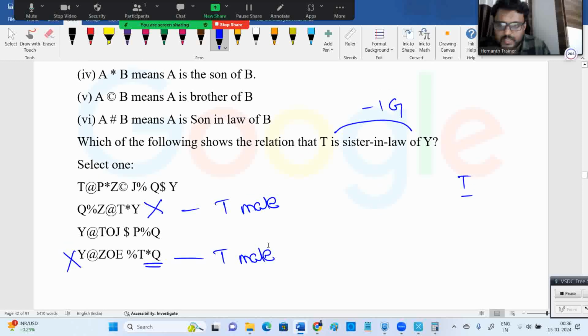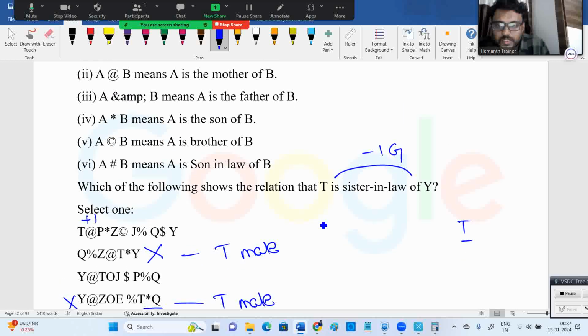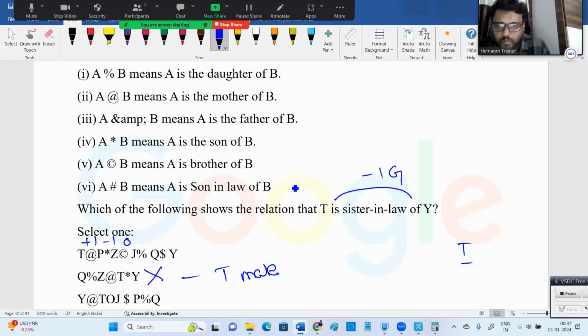Right. So I think this symbol, there is a meaning required. And here at the rate means mother. So one generation above. Star means one generation below. Copyright means your generation. Percentage means daughter, one generation below. Dollar, I think this is the dollar symbol. Father, one generation above. Here plus one minus one plus one minus one, zero gap. Okay, but one gap required. This is zero gap. So this is also not the correct answer.